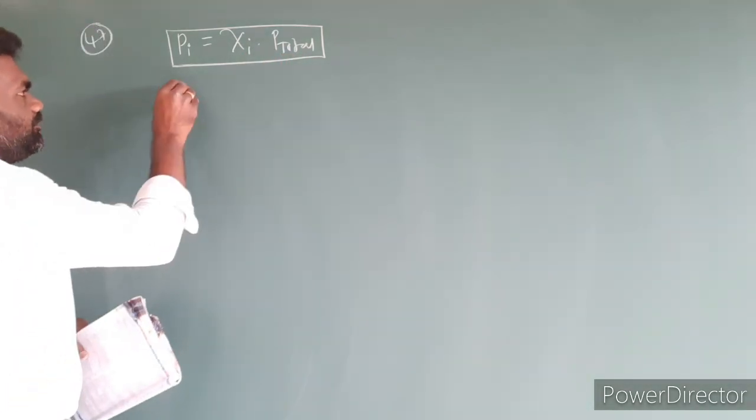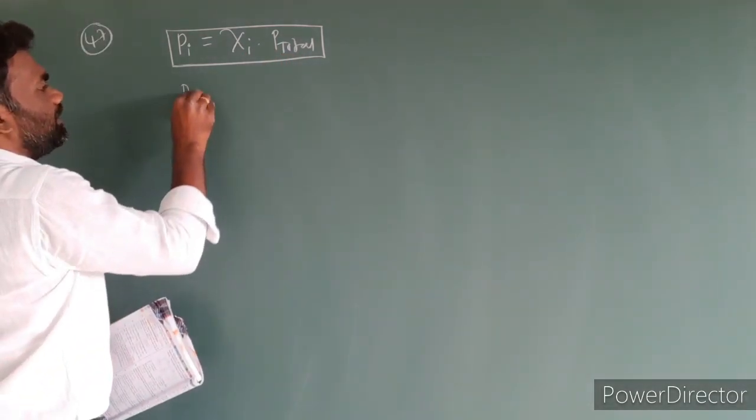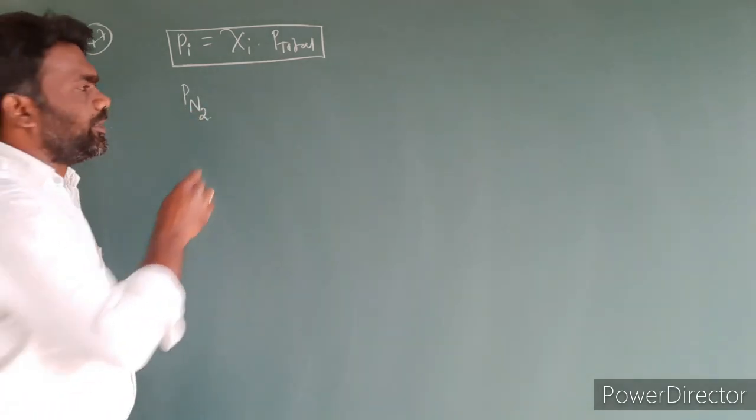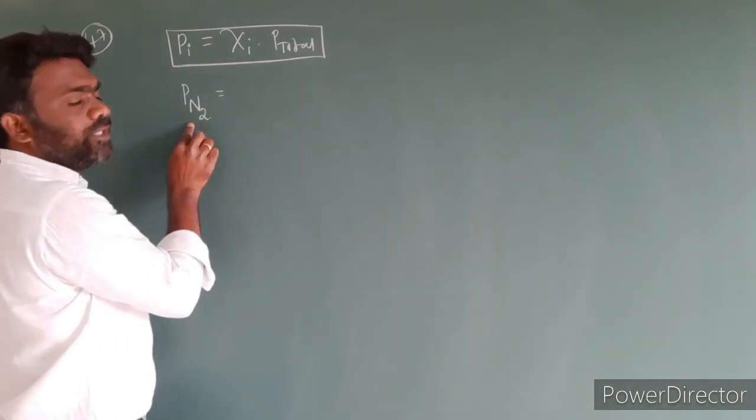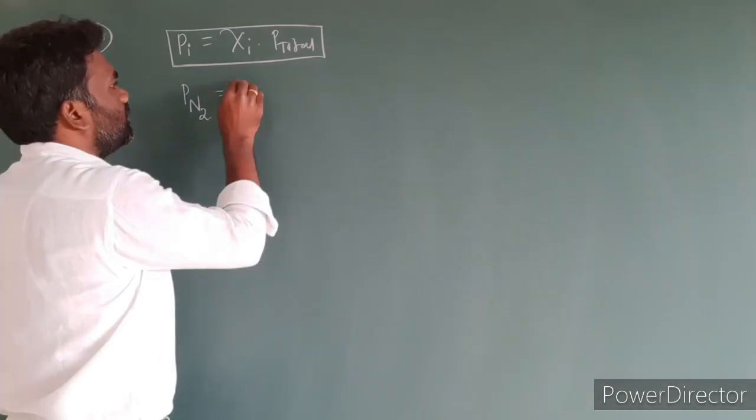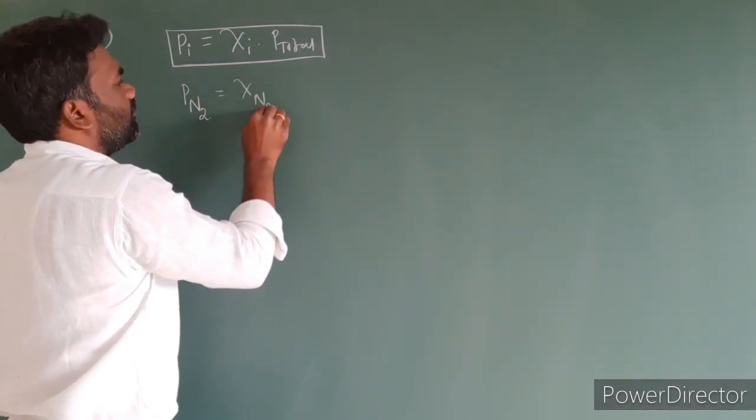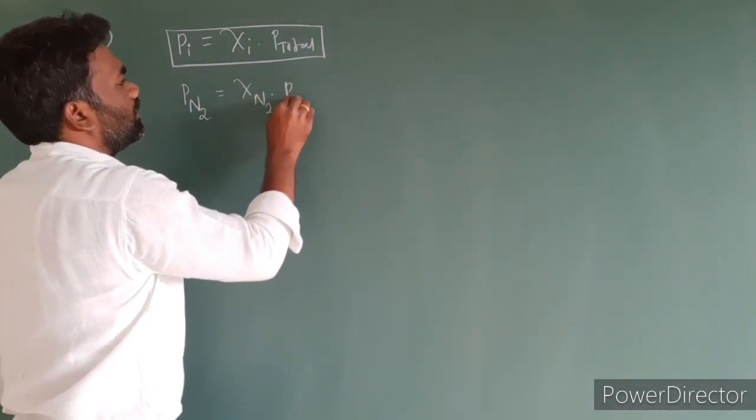Here two gases are given. First I am taking nitrogen. The partial pressure of nitrogen is equal to, in the place of the ith gas I took nitrogen, the mole fraction of nitrogen into P total.